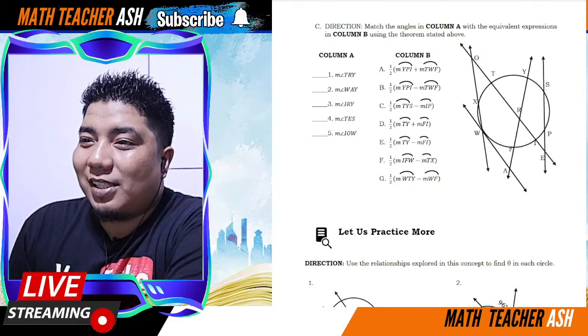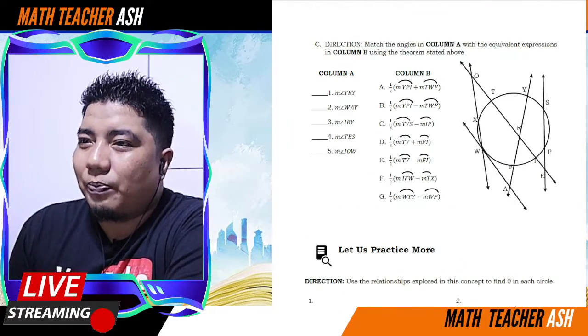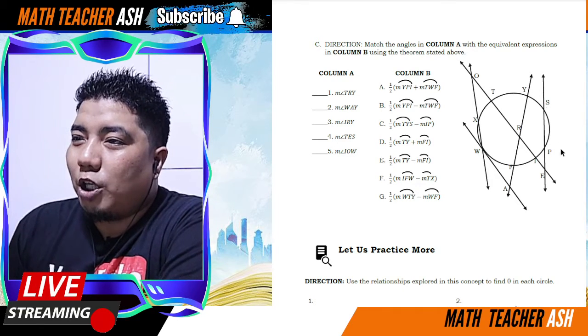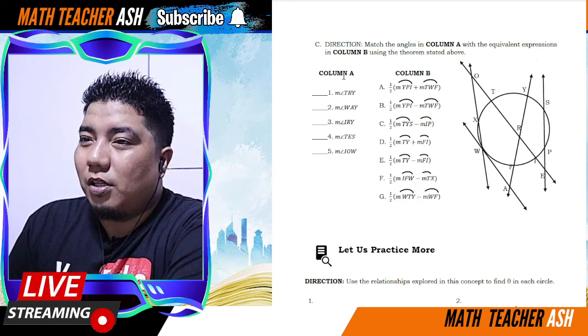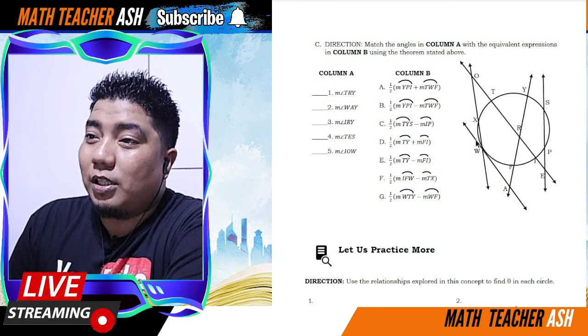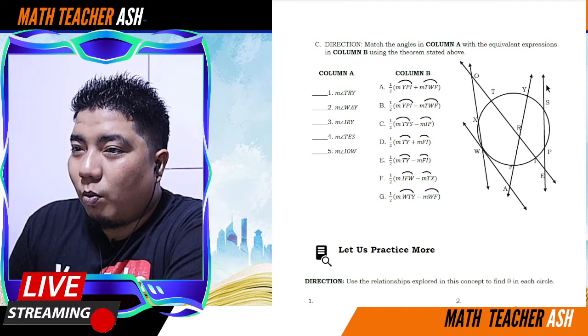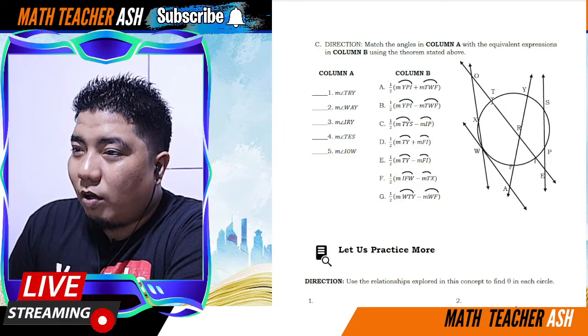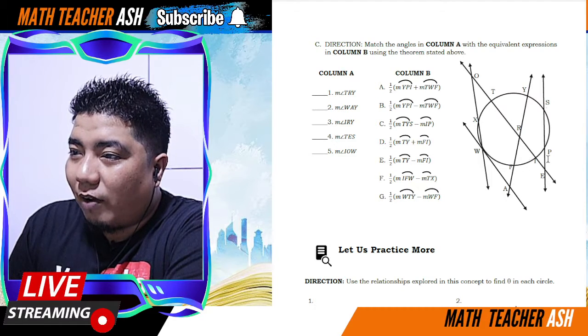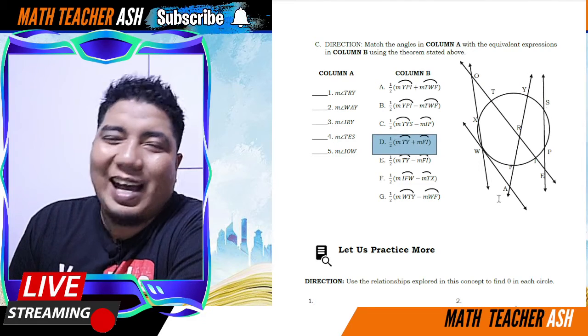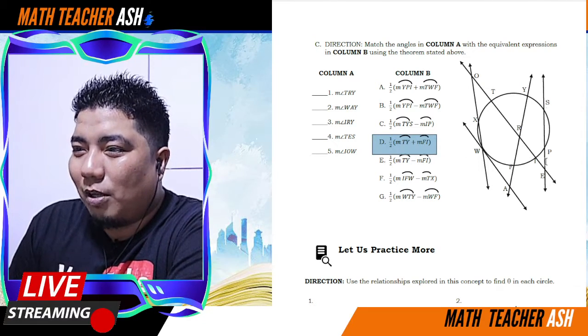Alright, so section C or part C. Match the angles in column A with the equivalent expressions in column B using the theorem stated above. Okay, so TRY. Ito yung angle. So ano yung mga measurement niya? Of course, ito lang si arc TY at si arc FI. Ayun, letter D. Ayan, napakadali lang. How about number 2? WAY.